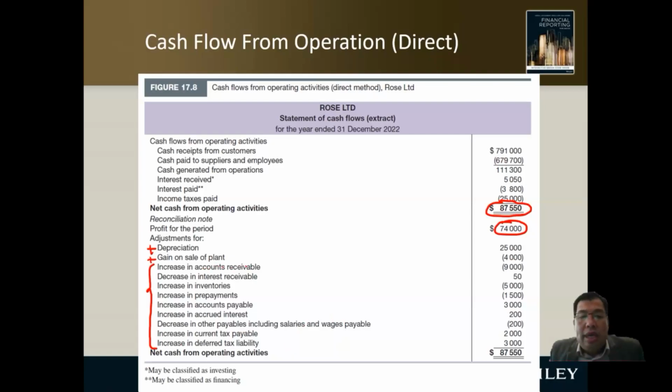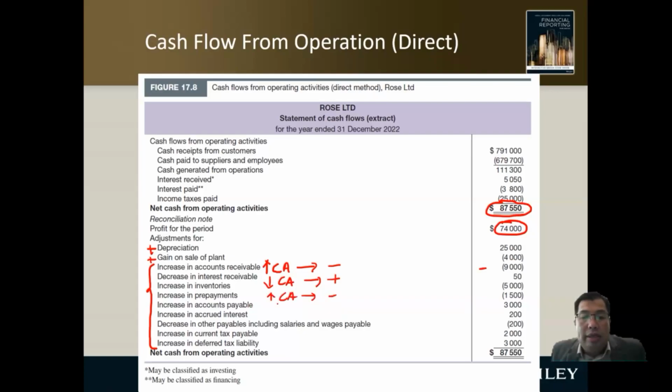So an increase in accounts receivable means an increase in your current assets, so you're going to minus. Decrease in interest receivable, a decrease in your current assets, you're going to plus. That's why we plus. So we have to remember this formula. Increase in prepayment, this is your current assets, so you're going to minus.